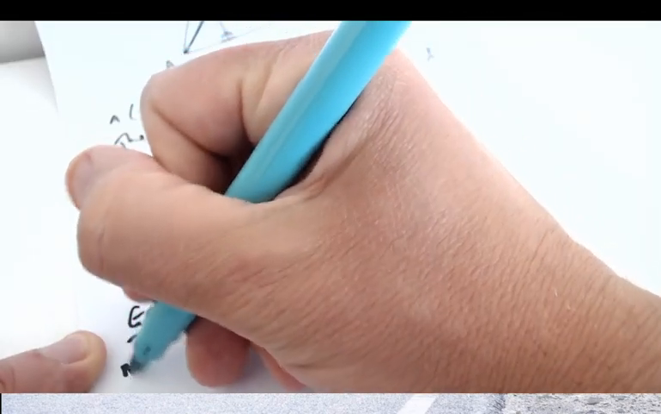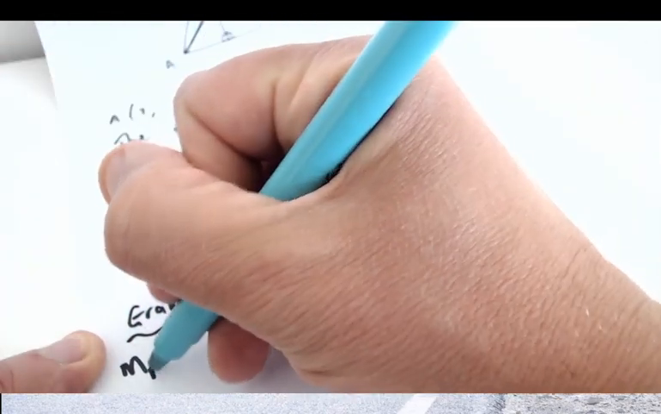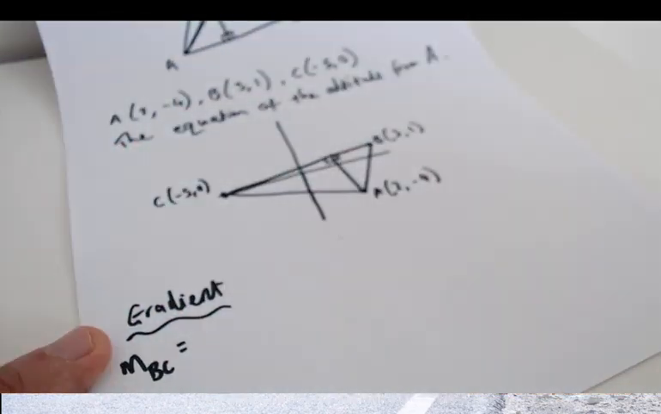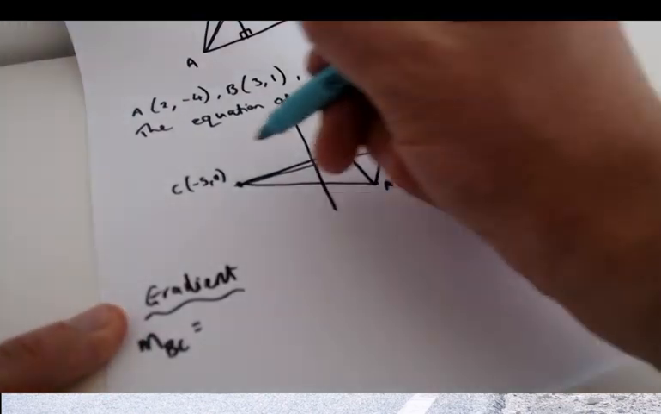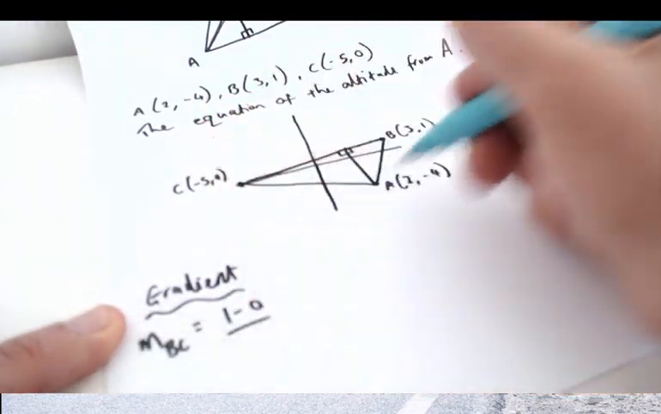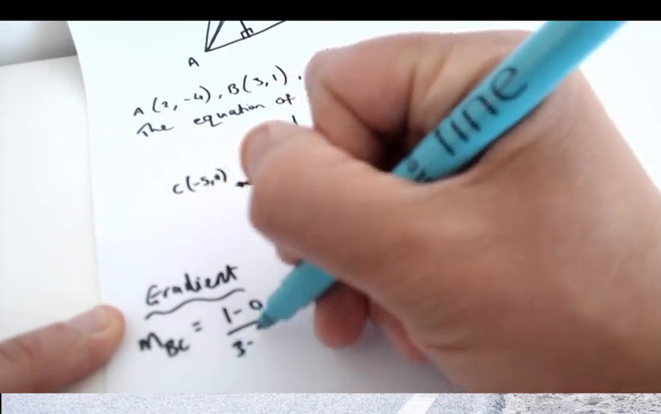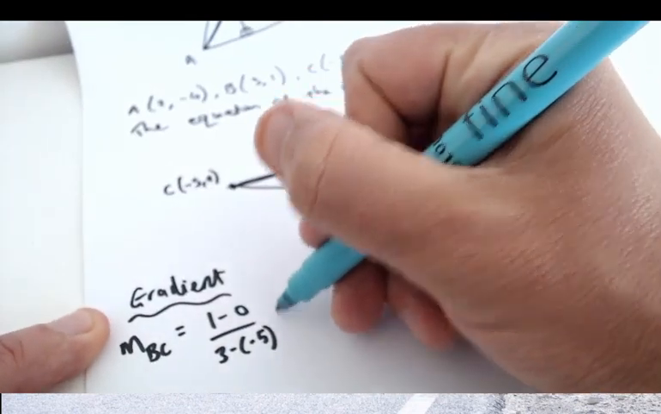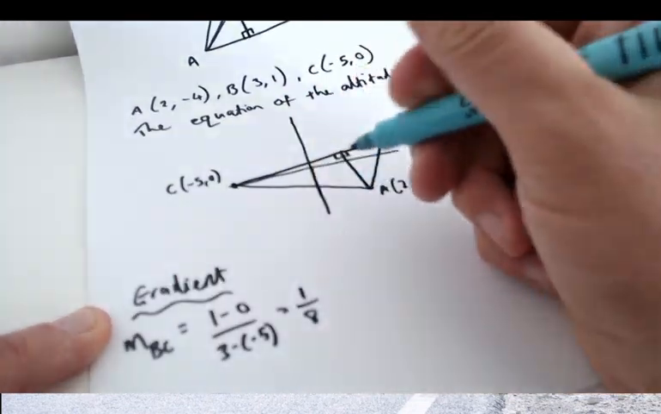So I'm going to work out the gradient of this opposite side, which is called BC. So I'm going to do gradient of BC. It's going to be 1 take away 0 over 3 take away minus 5, which is going to give me 1 over 8.